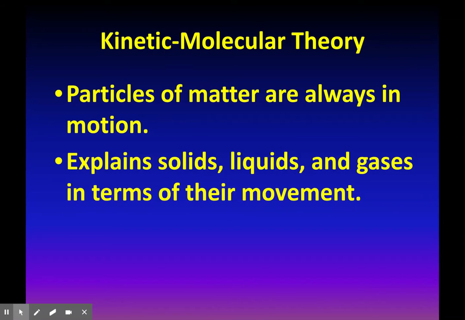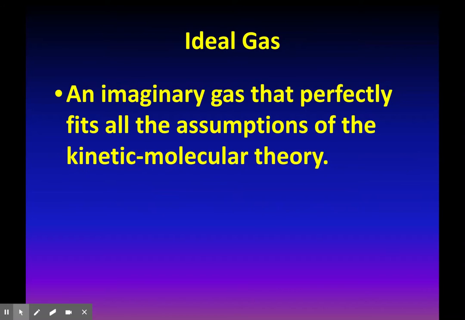So, first of all, the kinetic molecular theory says that particles of matter are always in motion, and kinetic itself means that things are moving. When we're looking at solids versus liquids versus gases, no matter what state something's in, those particles are always going to be moving. They may be faster or slower in different states, but they will always be moving. So that's going to explain the difference in solids, liquids, and gases. An ideal gas is going to be kind of theoretical, imaginary, that fits all of these rules or assumptions of the kinetic molecular theory that we're going to talk about next.